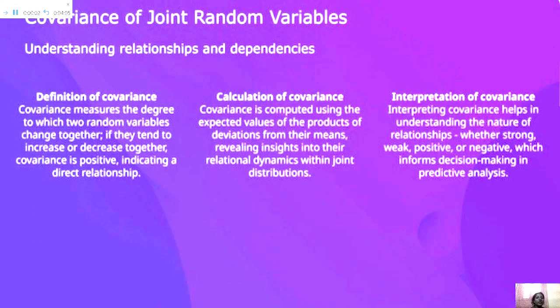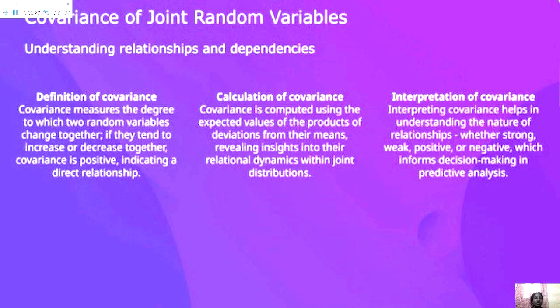And next we have covariance of joint random variables, understanding relationships and dependencies. Definition: covariance measures the degree to which two random variables change together, whether they tend to increase or decrease together. If covariance is positive, it indicates a direct relationship.